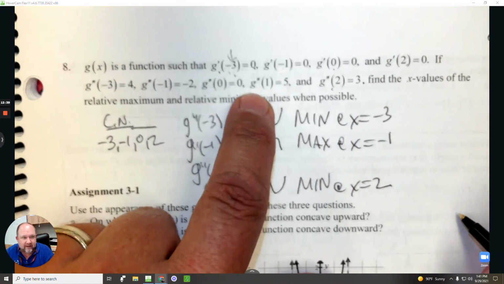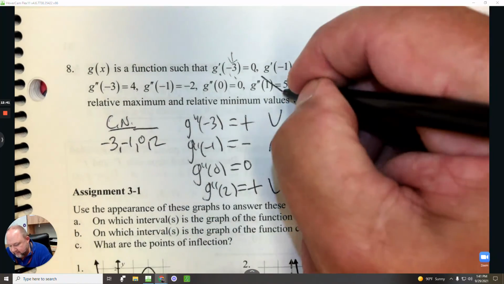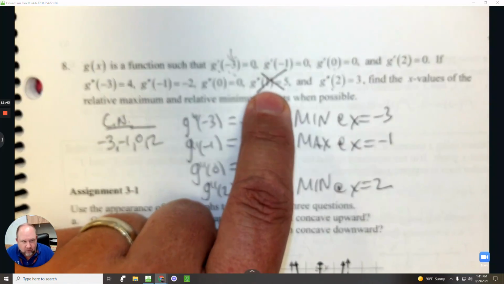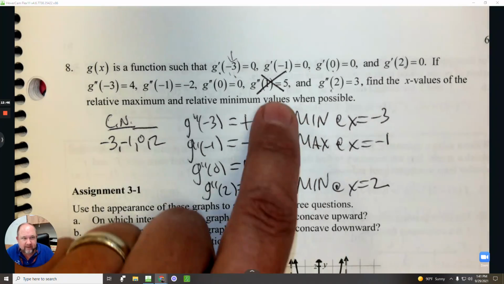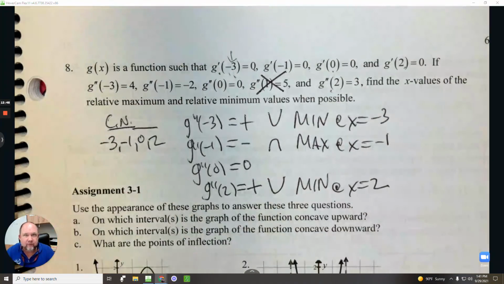And notice the second derivative at positive 1. This is to fool you. It has to be a critical value to give you a turning point. It's not a critical number, so it's just there to fool you.